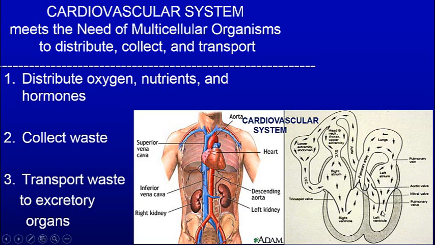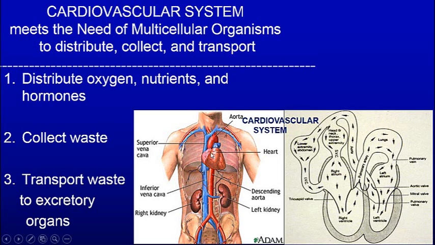And here we can see we have the heart and two sets of closed vessels. One goes to the lungs and back. The other one goes to the rest of the body, the systemic one does. And they join each other only at the heart.